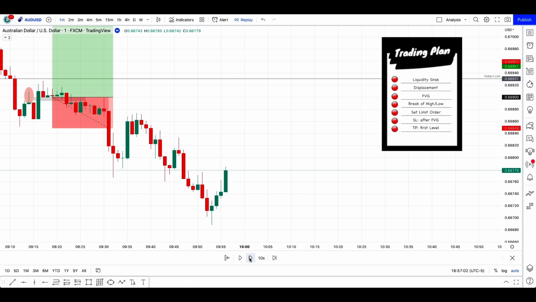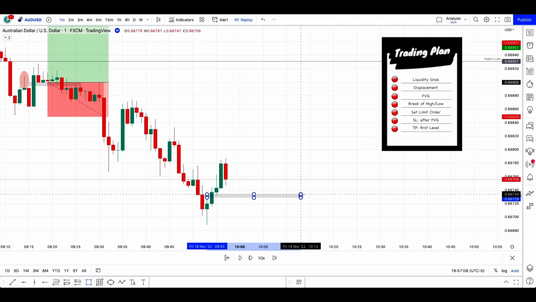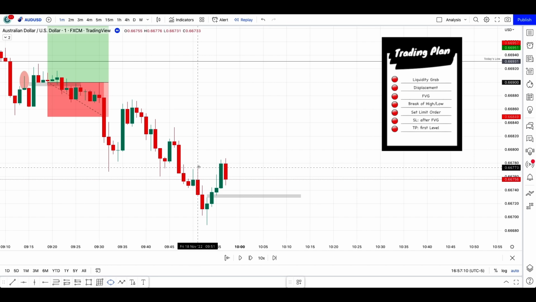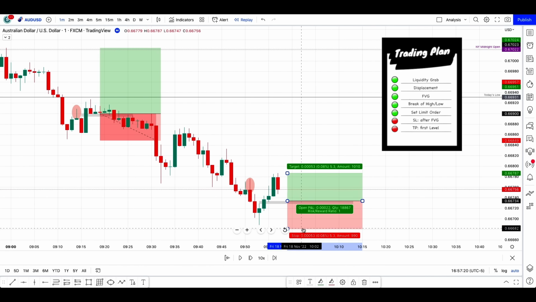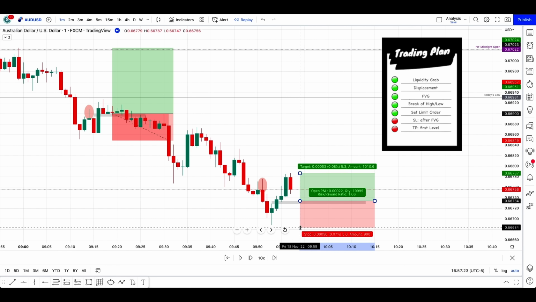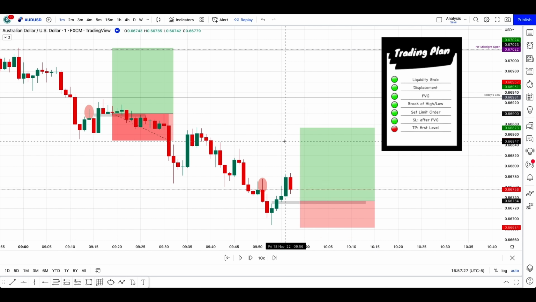Okay, we're starting to see a displacement. Let's see if we have a fair value gap. I see a very small one here. I don't know if I'm going to take this one. It's very small. We have the high right there. We have the displacement. We keep on taking 2 days low every time. Alright, let's just take it. I don't mind. First level 2.7.